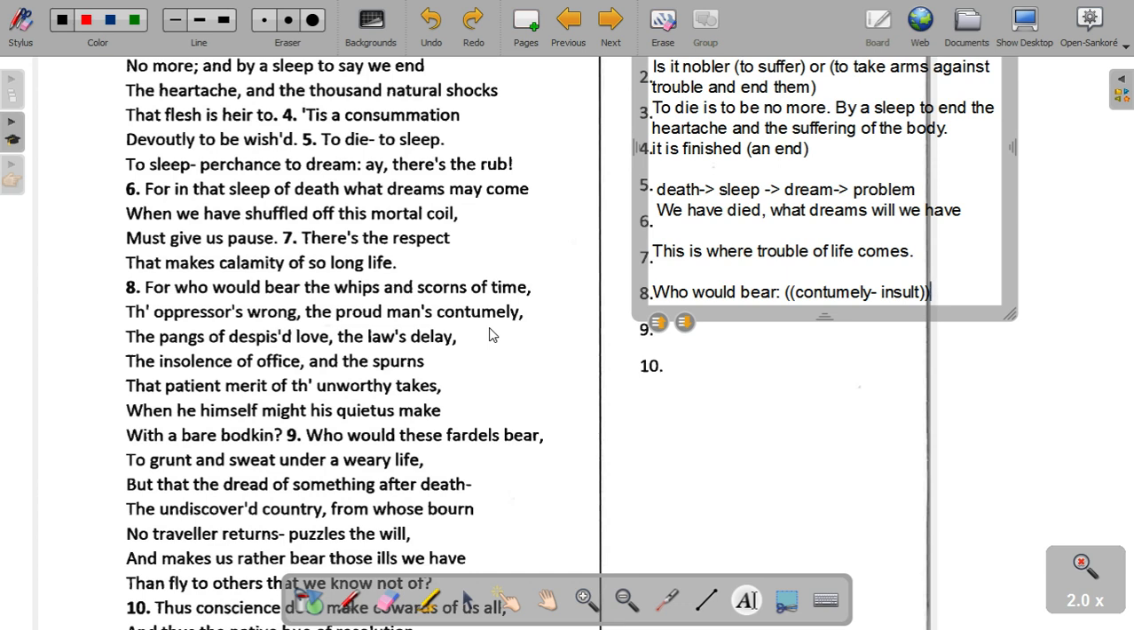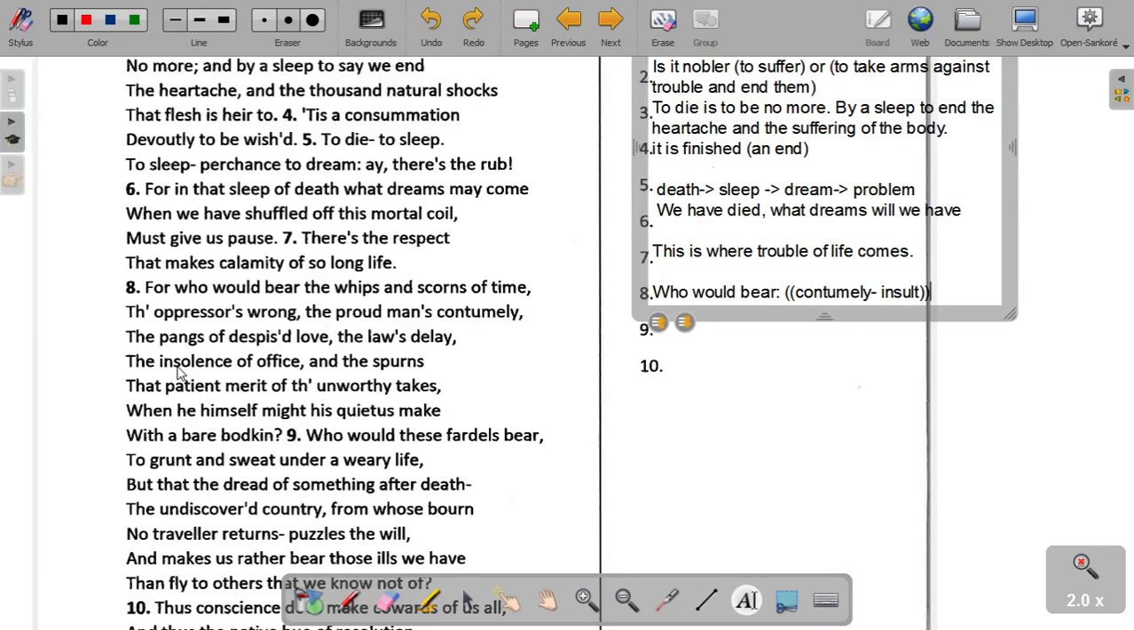So basically a love that is forbidden. He feels it in his heart like a pang, like someone stabbing him almost. The law's delay, in other words, the law's not even on his side. The insolence of office. If you're not familiar with insolence, it's definitely a word that you should know. So insolent essentially means being defiant or going against the rules. And then he says, lastly, and the spurns that patient merit of the unworthy takes. So essentially, he's saying the unworthy, or the people who don't deserve it, are the ones who win, basically.